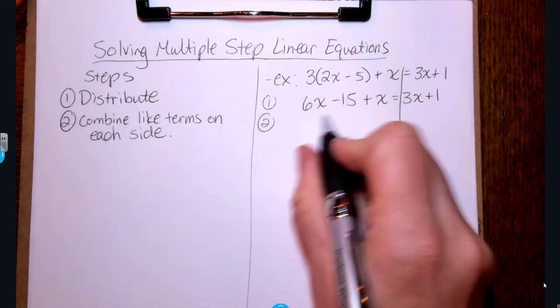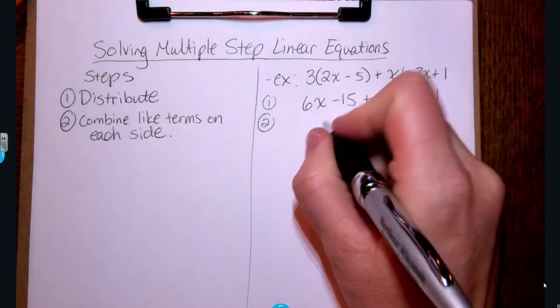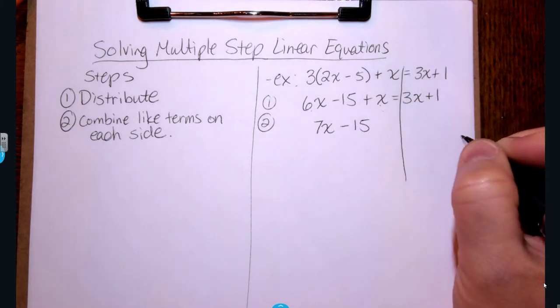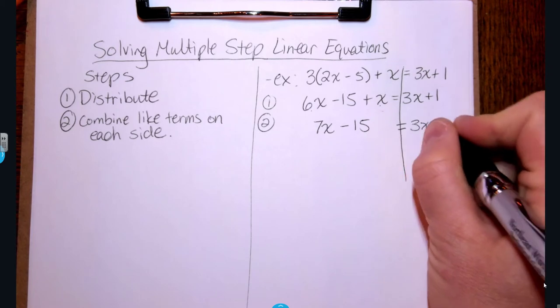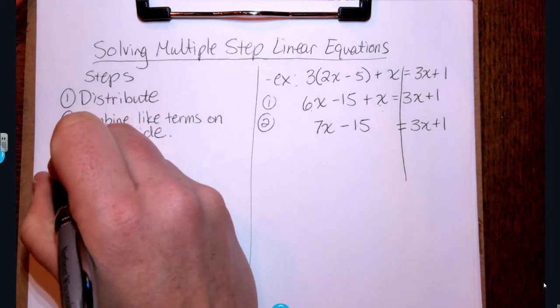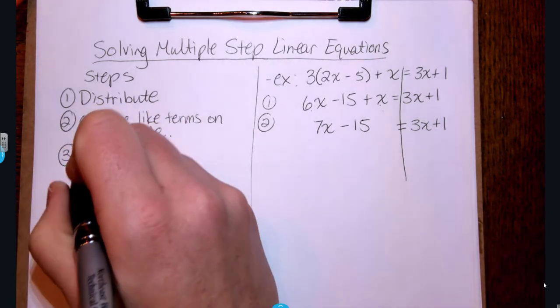So right now, just on the left side, I can put together this 6x and this x. Together that'll be 7x. And I'll bring down the minus 15. On the right side, I look at this, nothing I can do. I can't combine anything, so just bring down the 3x plus 1. So now, on to step 3. Now I can go side to side.